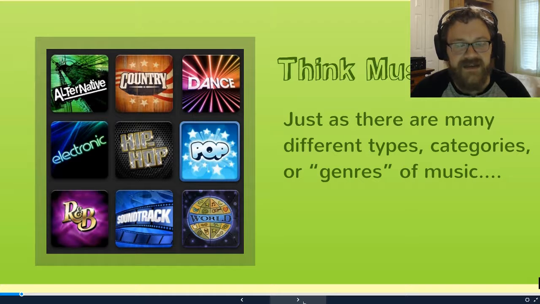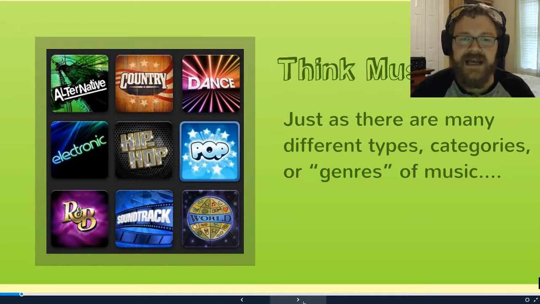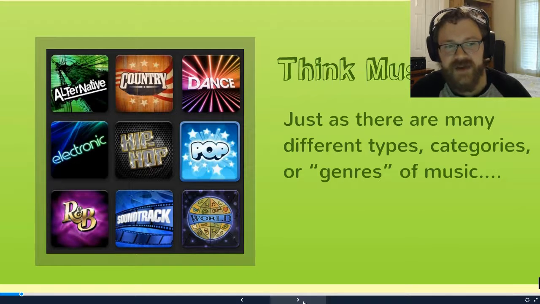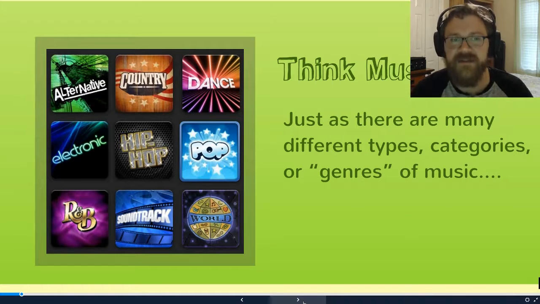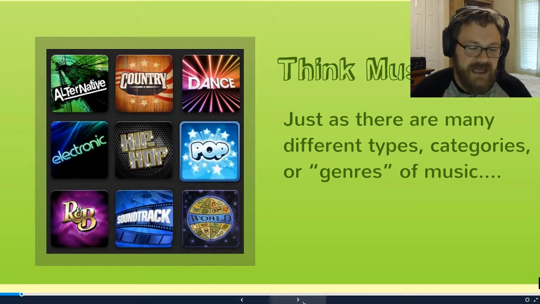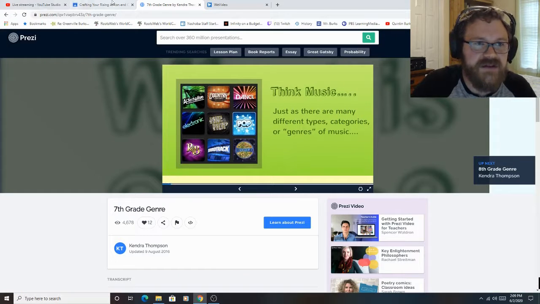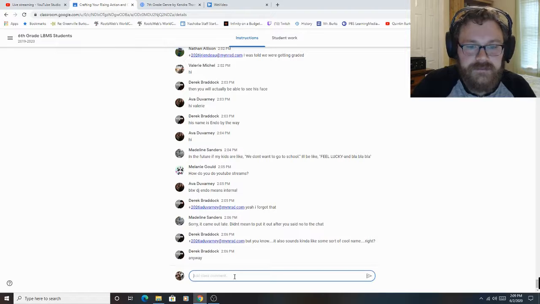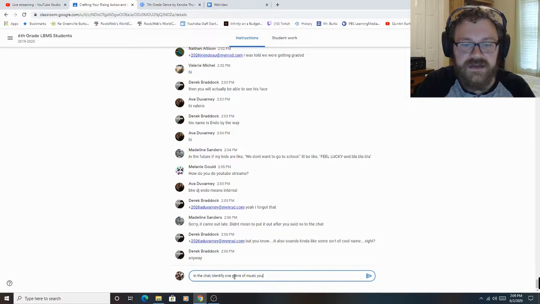So in order to get our head around this categorical type of thinking, in the chat, tell me one genre of music you like and one genre of music you don't like or are not as big of a fan of, right? So one genre you like and one genre you don't like. And I'll post those instructions right here for you guys.